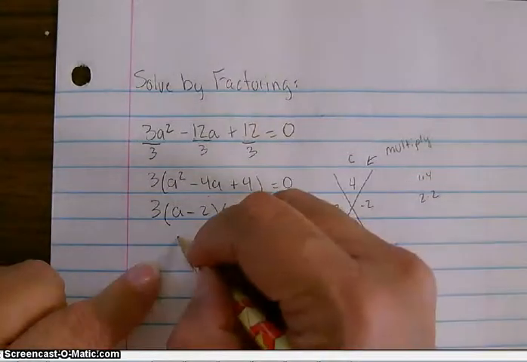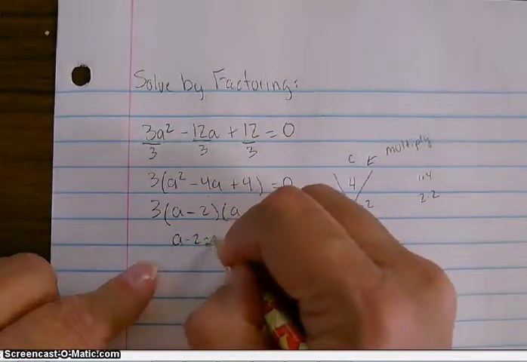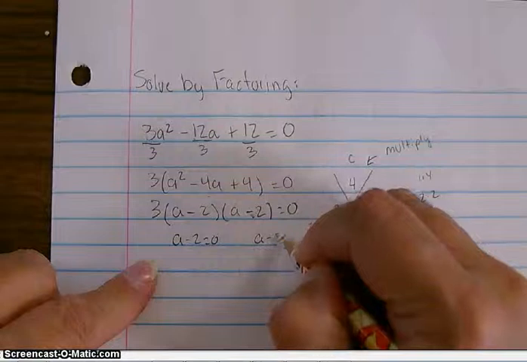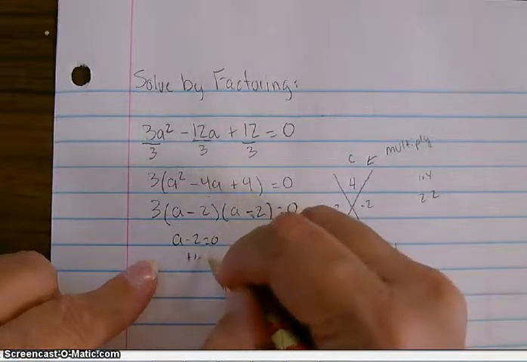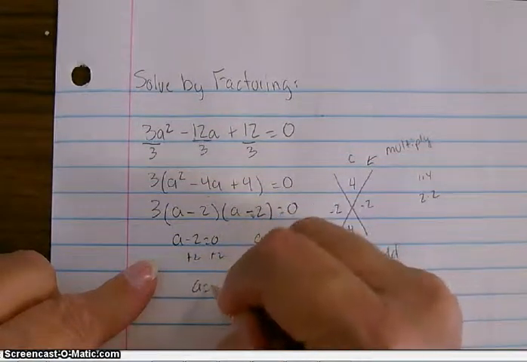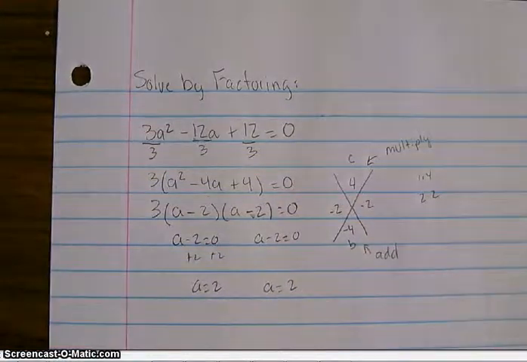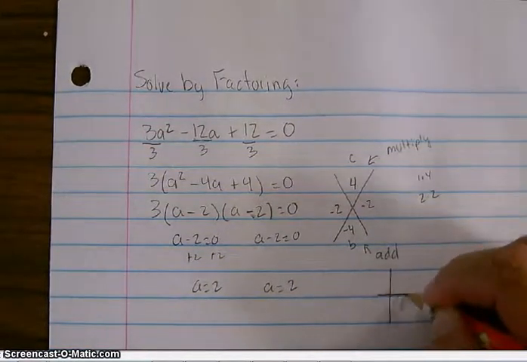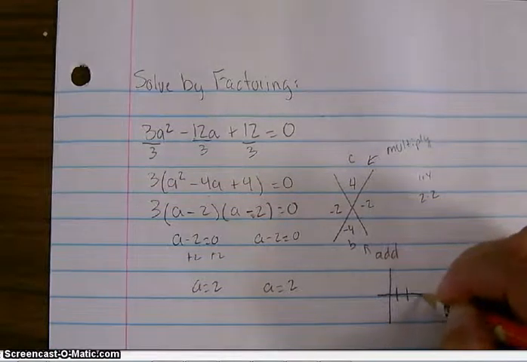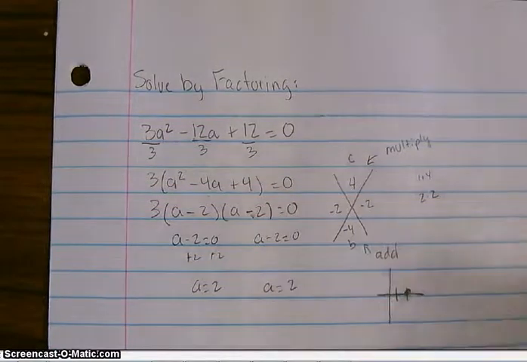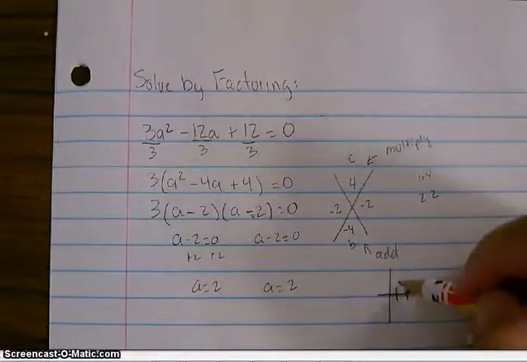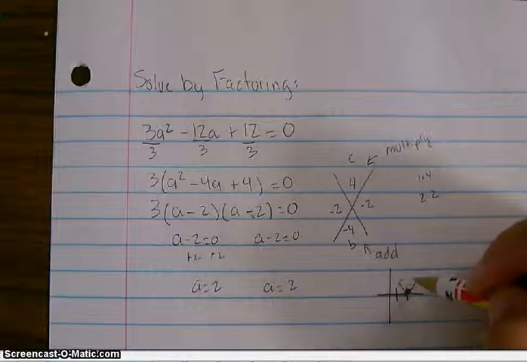So now I'm going to set these equal to 0. I add 2 to both sides, and I get A equals 2, and A is equal to 2. So what does that mean? Okay, so now I have the same answer. All that is telling me is that instead of having 2 x-intercepts, I'm going to have 1 at 2. So my graph is going to come here and bounce there.